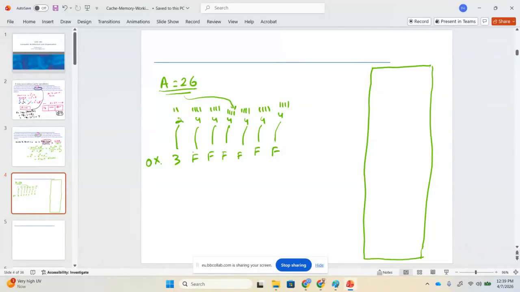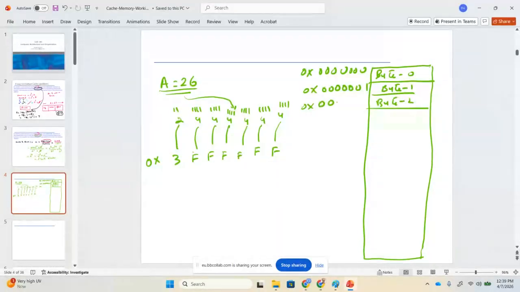So what's the minimum address? The minimum address is 0x0000000. This is the minimum address. What will be the next address? This is byte 0. What will be the address of byte 1? The address of byte 1 will be 0x0000001, and so forth. And what is the address of byte 2? This will be 0x0000002, and so on.